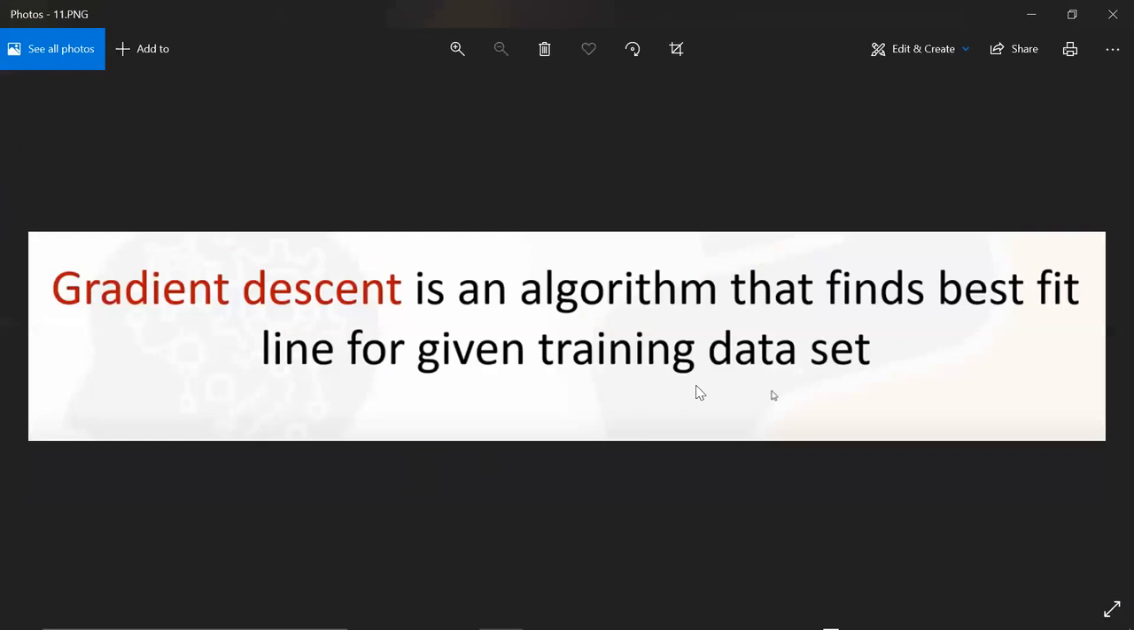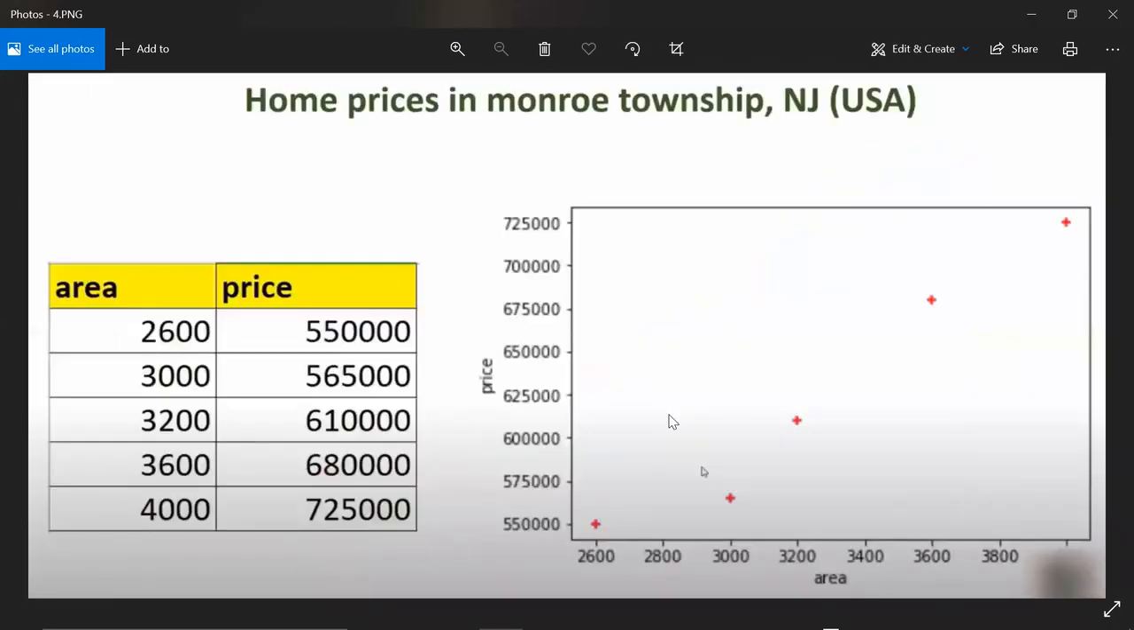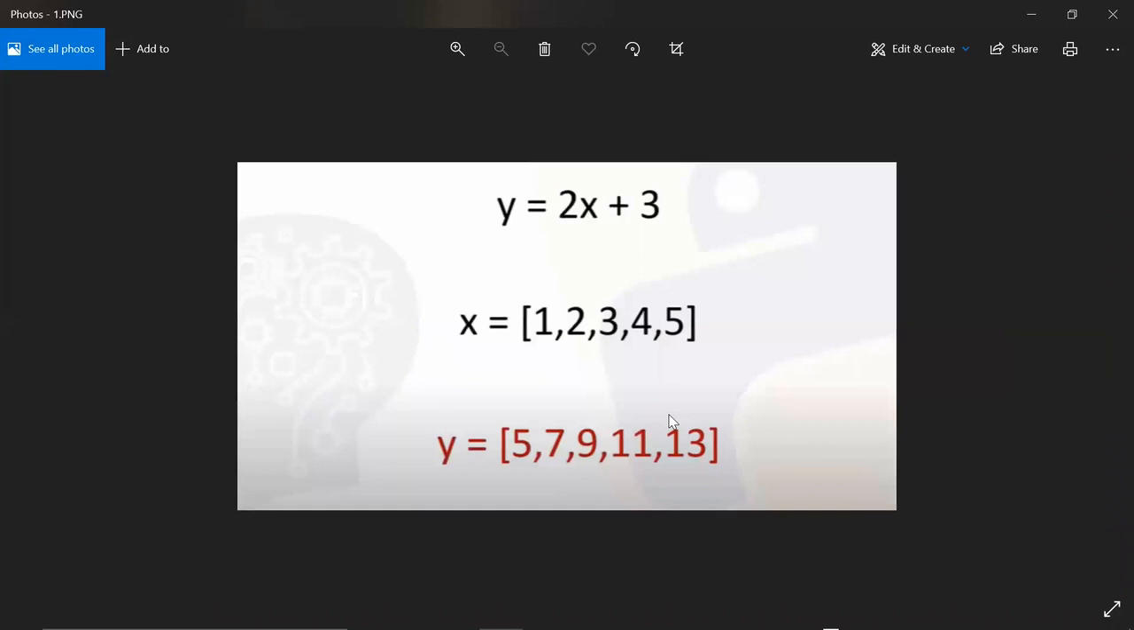Gradient descent is an optimization algorithm that finds the best fit line for a given training data set. So what exactly is meant by this? Let's understand one by one.